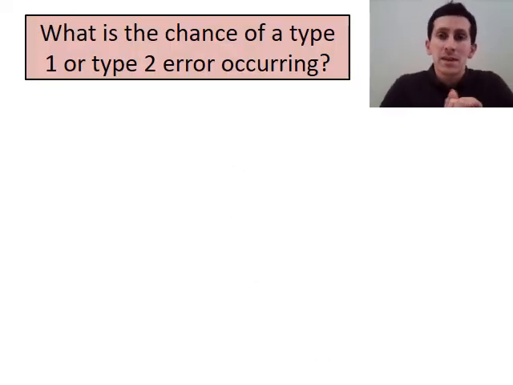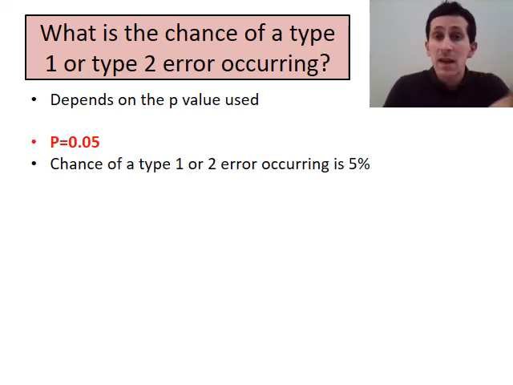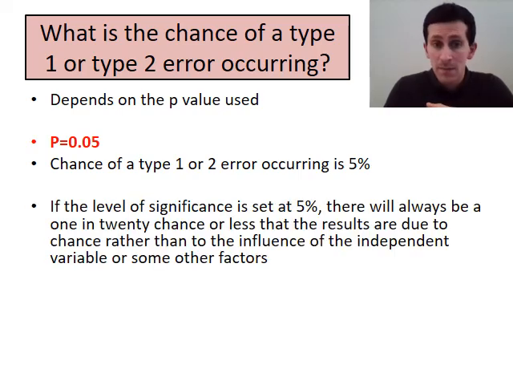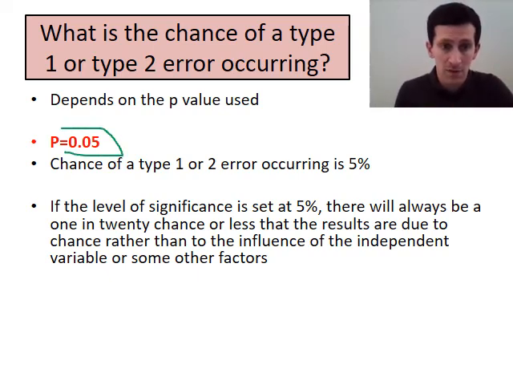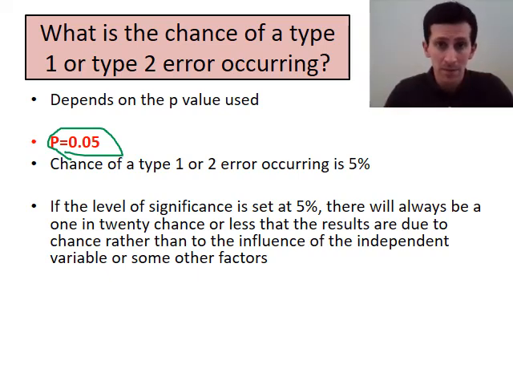So you might be asked in an exam what is the chance of a type 1 or type 2 error actually occurring. And it depends on the p-value being used in the study. So if we're using p equals 0.05, then the chance of an error occurring is 5%. Okay, so think about it like this. If the level of significance is set at 5%, like we've got here, then there will always be a 1 in 20 chance, or 5% chance, that the results were down to chance, rather than influencing the independent variable. So the results could always be down to something else.